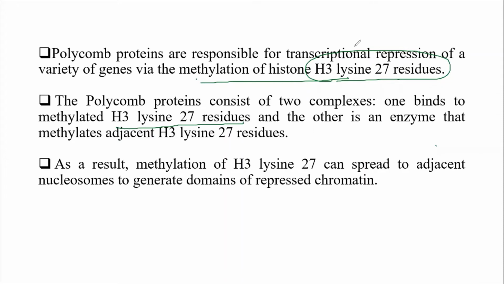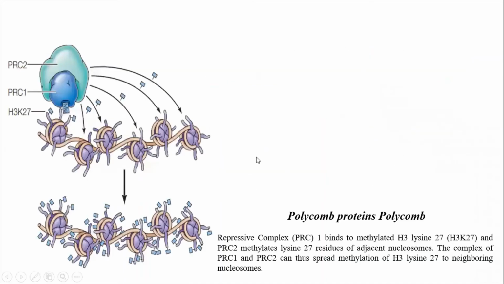ठीक है? Let's see how these proteins are functioning. So these are your polycomb proteins. It is a repressive complex PRC1 which binds to the methylated H3 lysine 27, and PRC2 methylates lysine 27 residues of the adjacent nucleosome. ठीक है? देखो यहाँ पे PRC1 ने एक को किया है तो PRC2 ने दूसरे को किया है methylation. ठीक है? So eventually, together this entire PRC repressive complex has made this particular chromatin completely repressive.